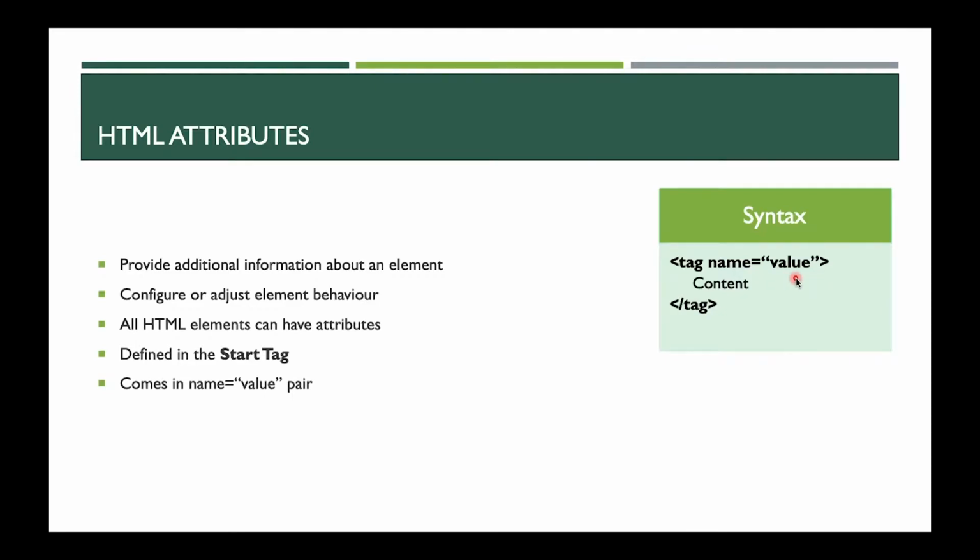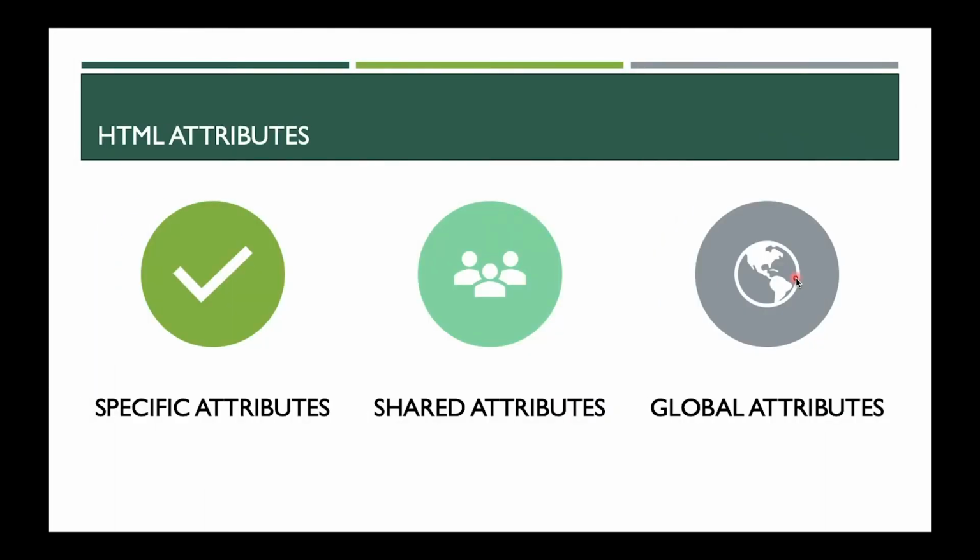With that being said, now let's look at different types of attributes within HTML. We have three different types. We have specific attributes, we have shared attributes, and we have global attributes.